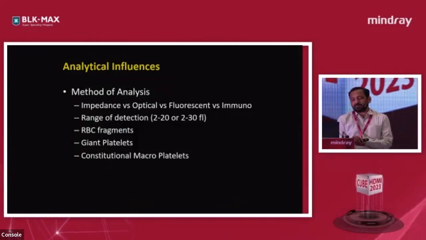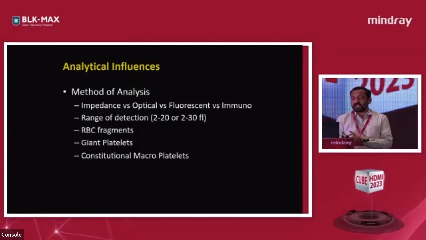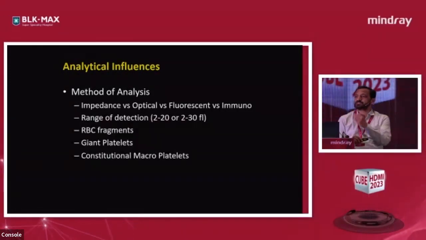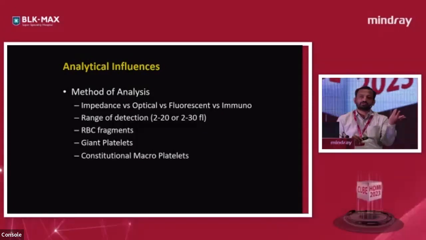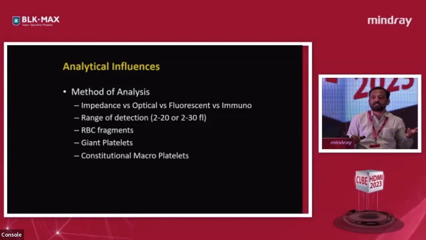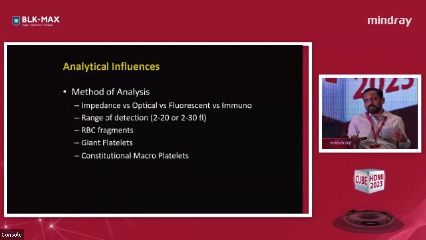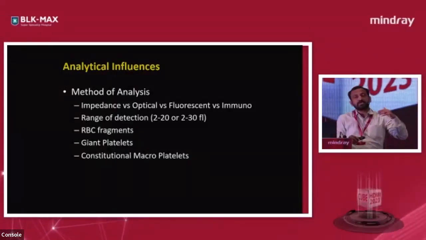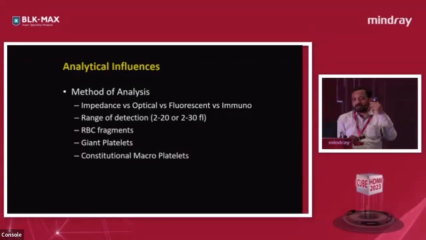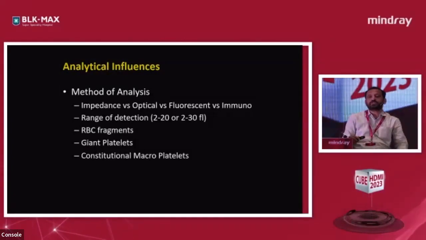And of course, the impact of RBC fragments and giant platelets, how it is going to be addressed. Yes. And in patients with constitutional macrothrombocytopenia, as was discussed in the morning, some analyzers give 30 or 40,000, but the actual manual count is somewhere around 80 or 90,000. And some analyzers do give values of more than 70, 80,000. So for these analytical influences, we have to do some harmonization studies or activities so that the inter-instrument variation goes down.